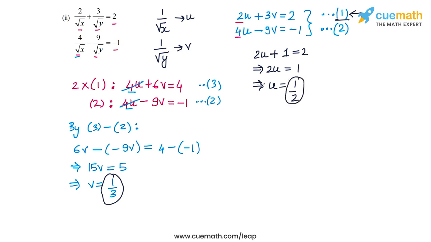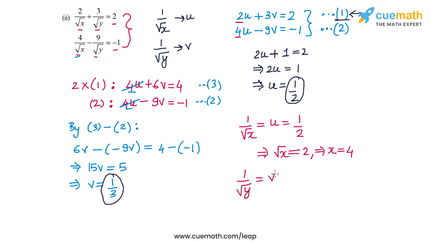So u is equal to half and v is equal to 1 by 3, but we need to find the values of x and y because the original pair of equations was given to us in the variables x and y. So we have 1 by root x is equal to u, which is equal to half, and from here we can say that root x is equal to 2, and this means that x is equal to 4 just by squaring this relation. And similarly we have 1 by root y equal to v, which is equal to 1 by 3, and this means that root y is equal to 3, and hence y is equal to 3 square or 9. So our final answer, the values of x and y that satisfy this pair of equations, is x is equal to 4 and y is equal to 9.